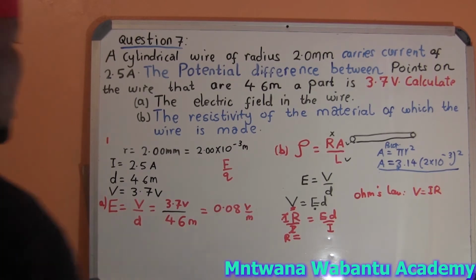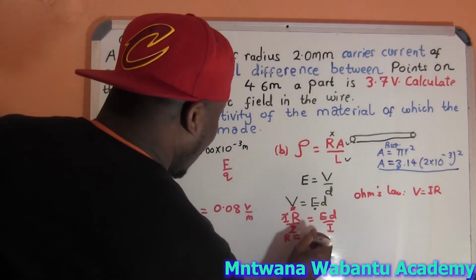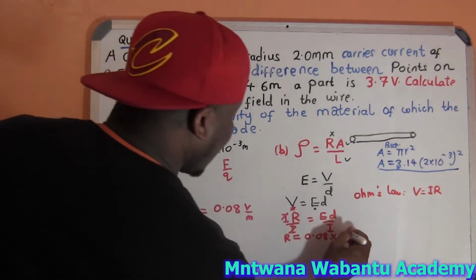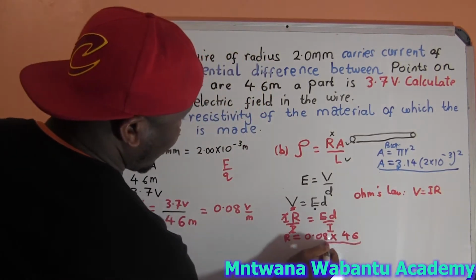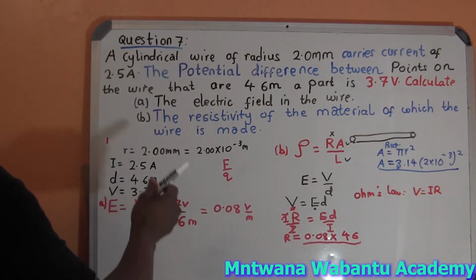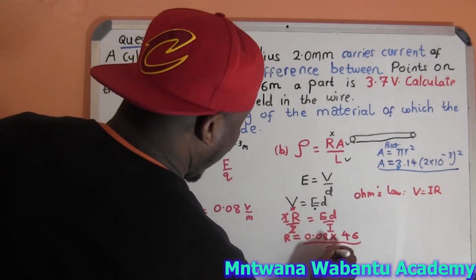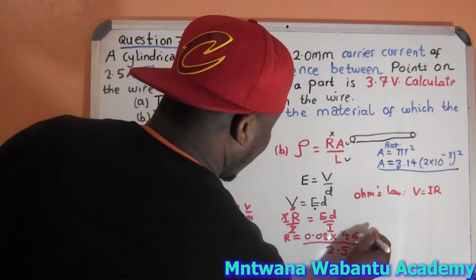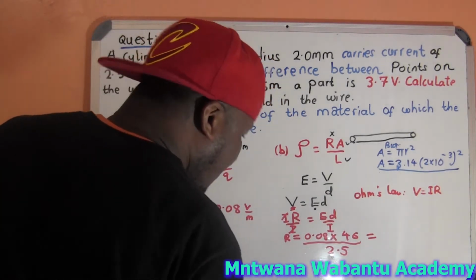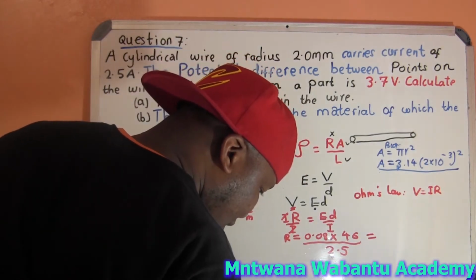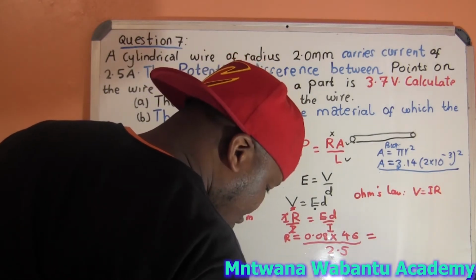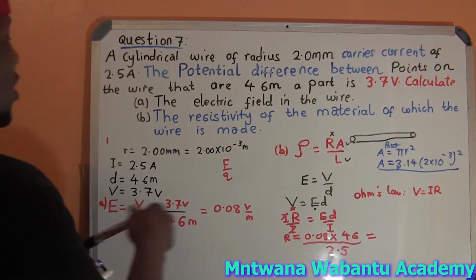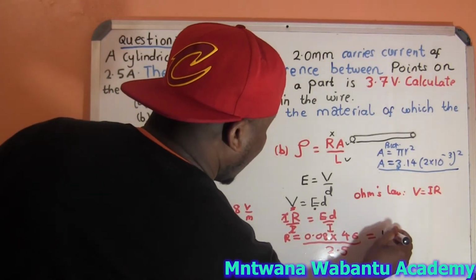So I can plug that in. I have my E. What is my E? My E equals 0.08 times the distance of separation, 46, over the current. What is my current? Current equals 2.5. So this is going to give me my resistance. So what is my resistance? I'm plugging it into the calculator quickly. 8 times 46, and then divide by 2.5. Okay, so this is going to give me 1.48. So my resistance equals 1.48.